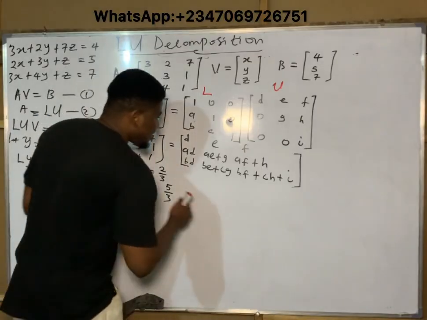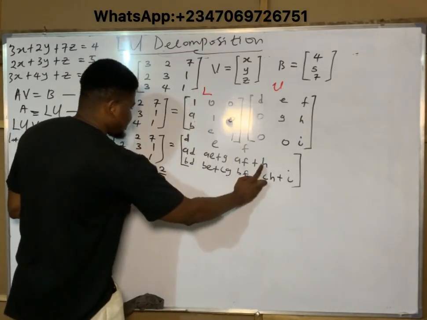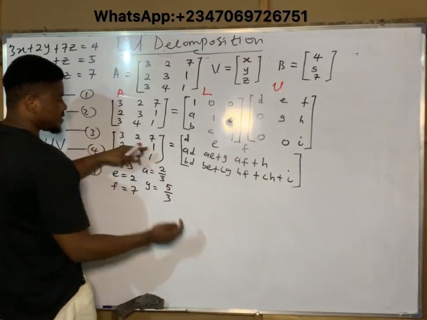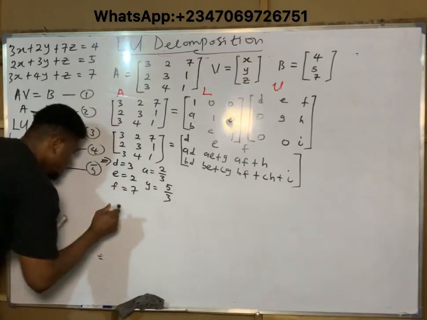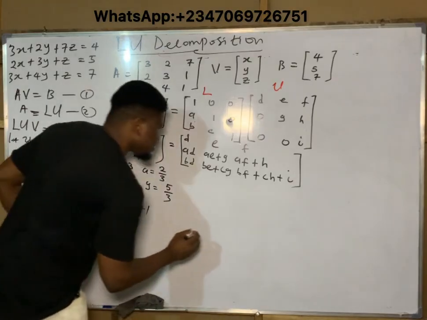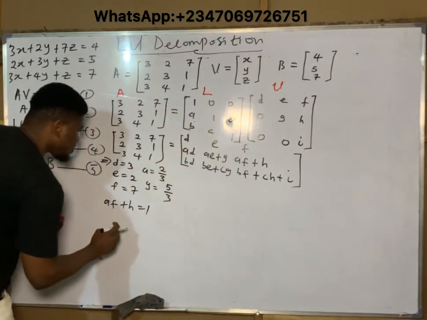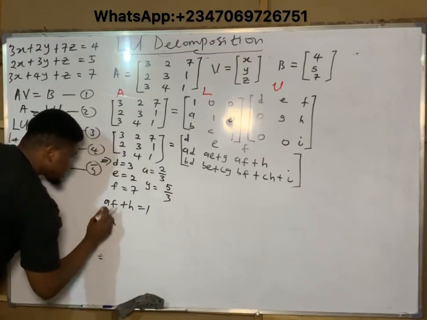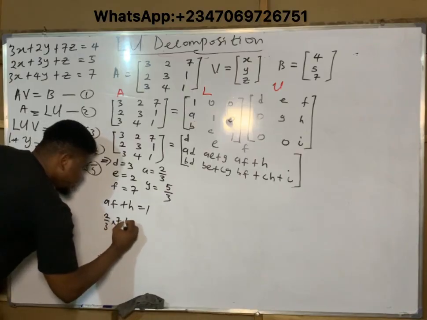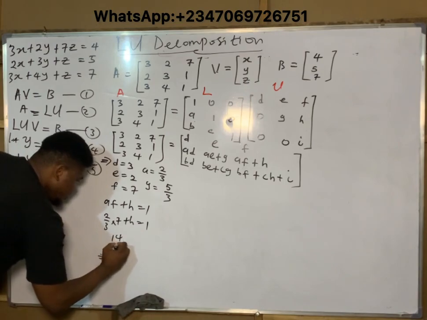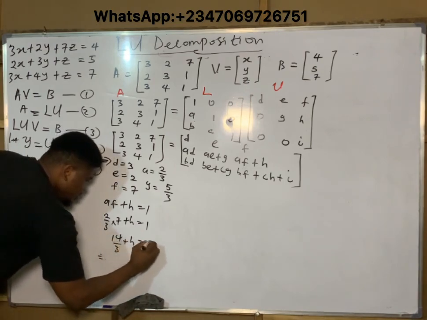Next, we have AF plus H equal to 1. So we have AF plus H equals 1. Let's confirm that, yes. Now we know what A is, 2 over 3. A is 2 all over 3 multiplies F is 7 plus H equals 1. So 2 times 7 is 14 over 3 plus H equals 1.